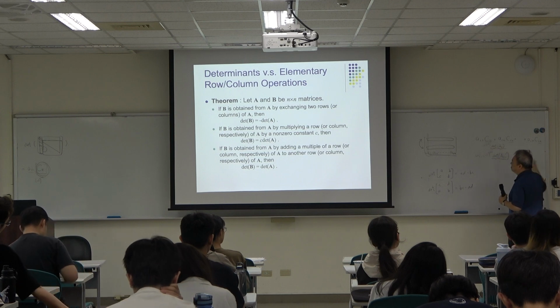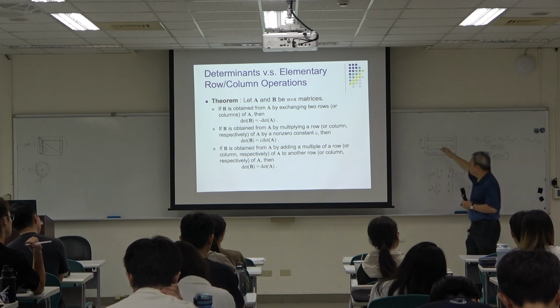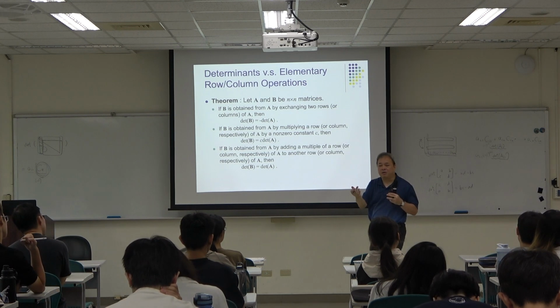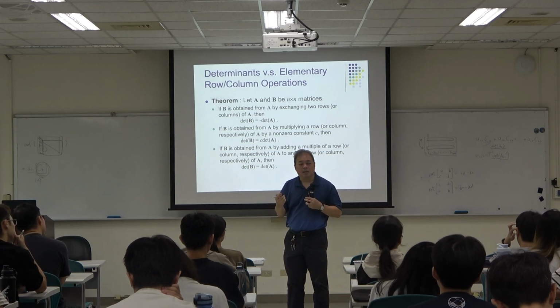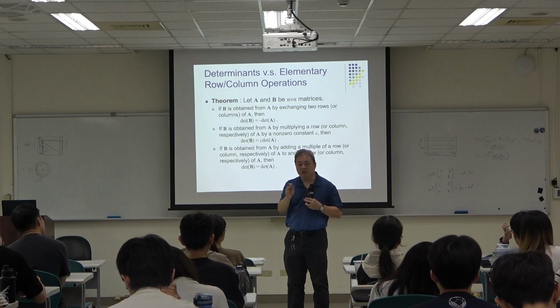Obviously, we change the row. They are different by one negation, right? Is it okay?